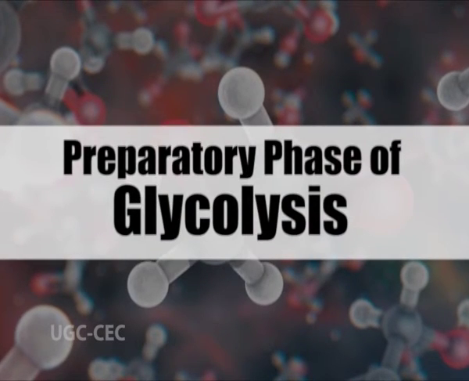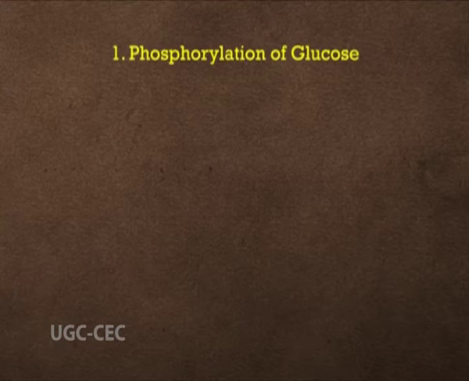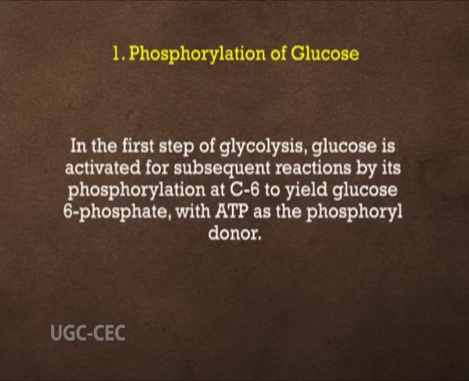Let's look at the preparatory phase of glycolysis. In the preparatory phase of glycolysis, two molecules of ATP are invested and the hexose chain is cleaved into 2 triose phosphate. Number 1. Phosphorylation of glucose. In the first step of glycolysis, glucose is activated for subsequent reactions by its phosphorylation at C6 to yield glucose 6-phosphate with ATP as a phosphoryl donor.